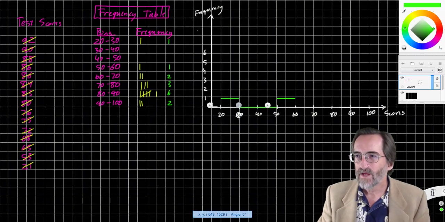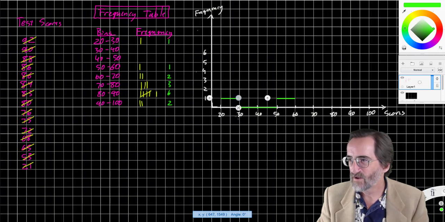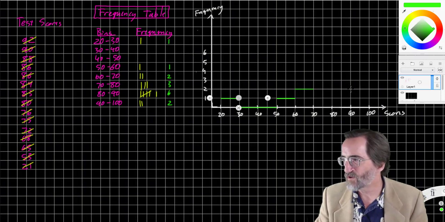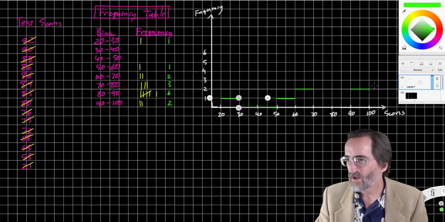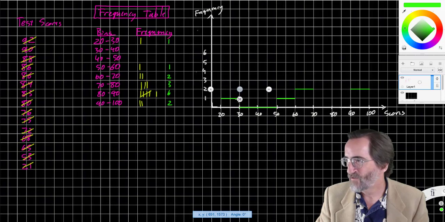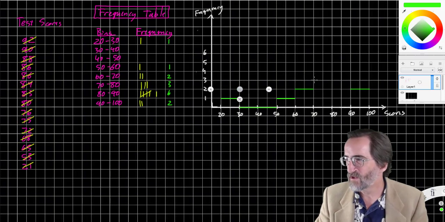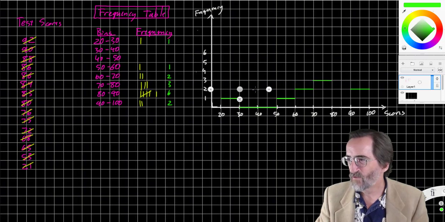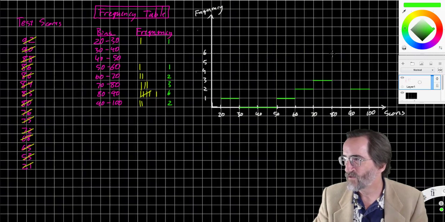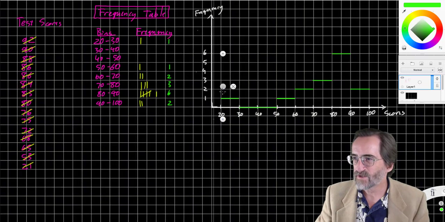Okay. And then we have 2 high for 60 to 70. And we have 2 high for 90 to 100. Okay, and we have 3 high for 70 to 80. And we have 6 high for 80 to 90. Okay, and now I'm going to put in my vertical lines.